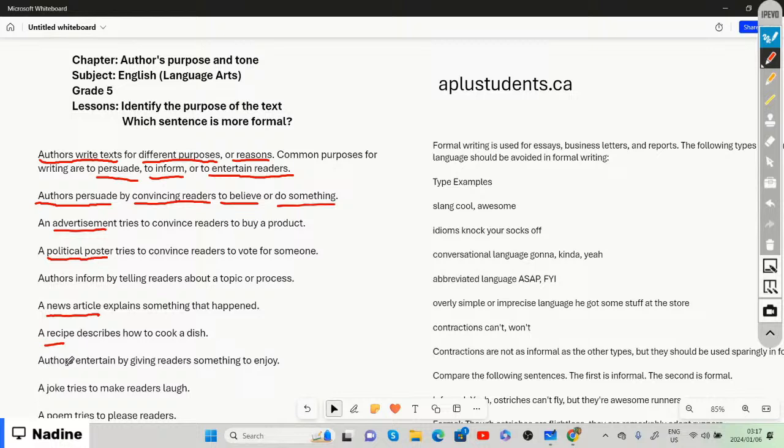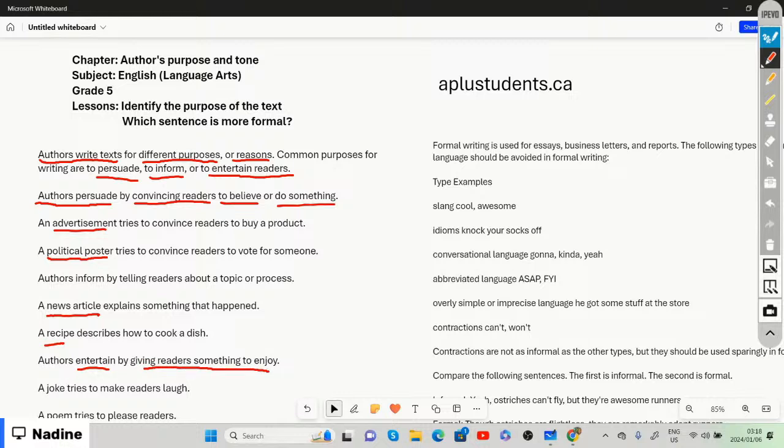And also, authors entertain by giving readers something to enjoy. It's the same with the newspaper. There are different sections within that newspaper, one that is more serious, and maybe one or two pages where there's a form of entertainment. There's maybe a joke, maybe a few games in there, sports, all those types of things. But authors entertain by giving readers something to enjoy.